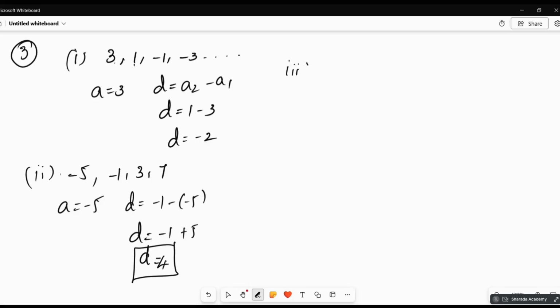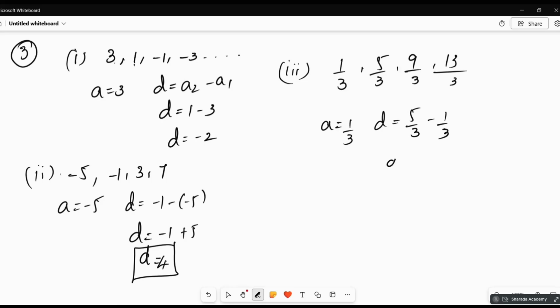Third one. Bhavi, tell the third one answer. D is 4 by 3. Correct. Lakshit, fourth one. I'm still on the second. Okay, do the fourth one and tell me the answer, then do the second one.